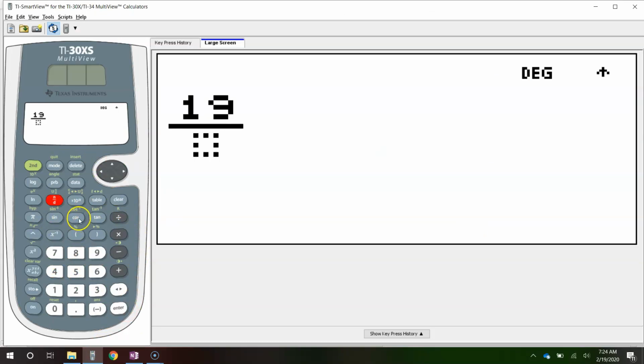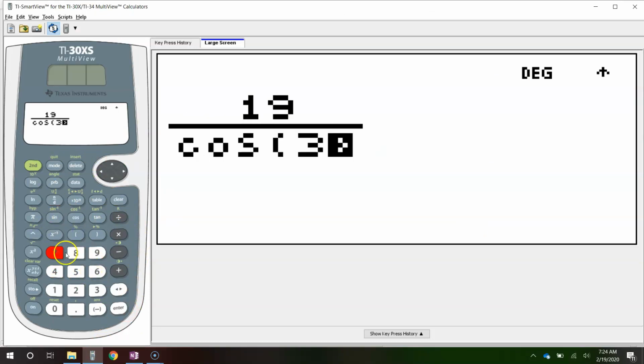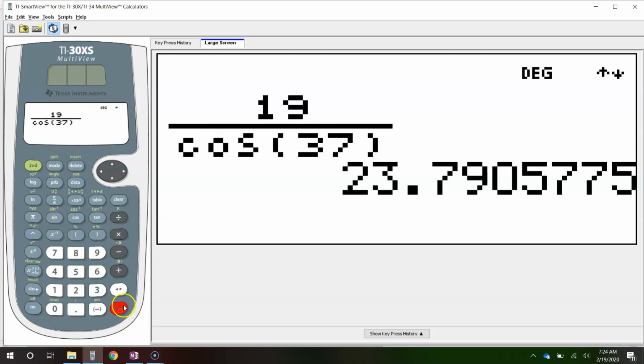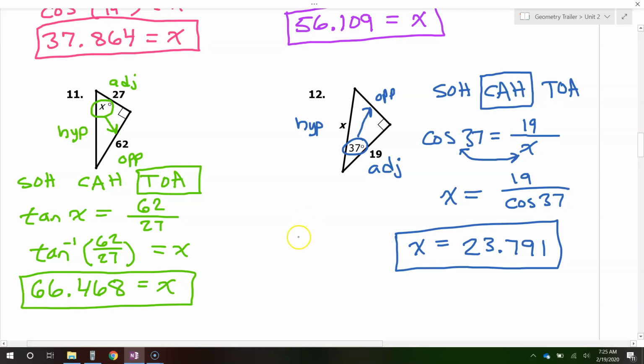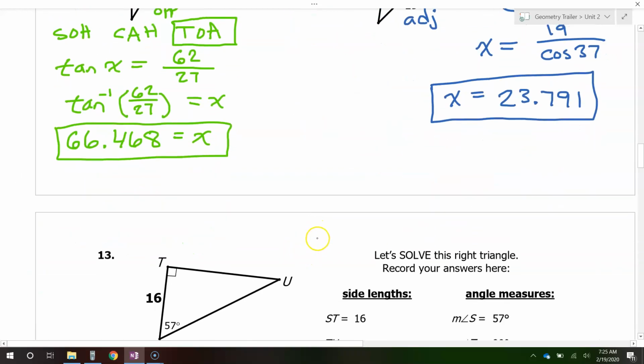19 over cosine 37. 23.791. Got to round up. 23.791. All right, so that's it for number 12.